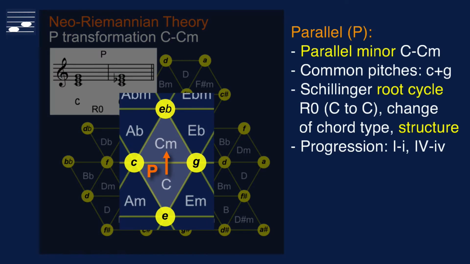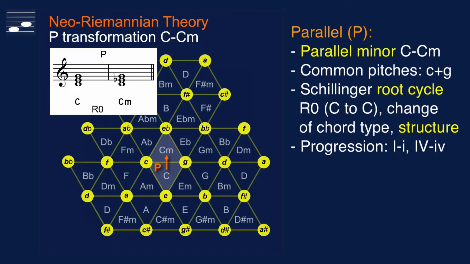Here it is shown in the Tonnetz diagram and in staff notation with stepwise voice leading to the nearest neighbor pitches in the target chord. Moving to parallel minor implies 2 constant pitches, here the C and G. The chord root does not change, which Schillinger labels as R0. The chord structure type does change though, from major to minor. We may find these movements on several degrees of the diatonic scale, as the examples tonic and subdominant degree major to minor demonstrate.